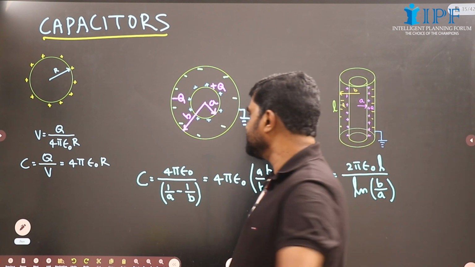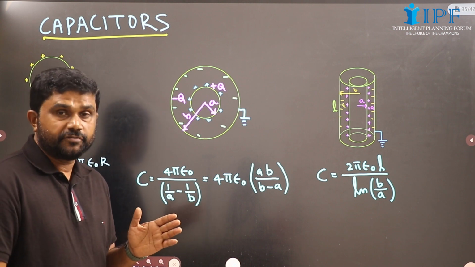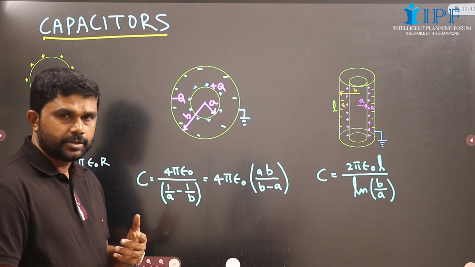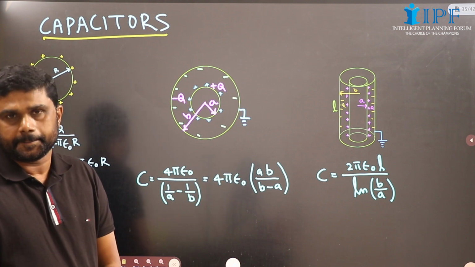Okay, now see, this is the capacitance of a regular spherical capacitor which is having two concentric spheres of radius A and B. So the capacitance will be 4 pi epsilon 0 AB by B minus A.